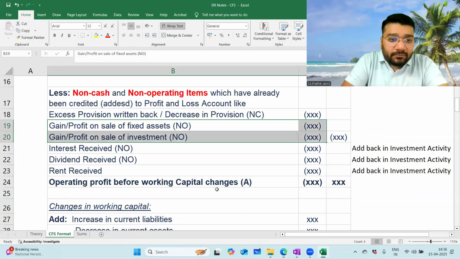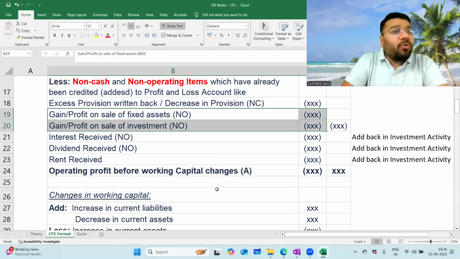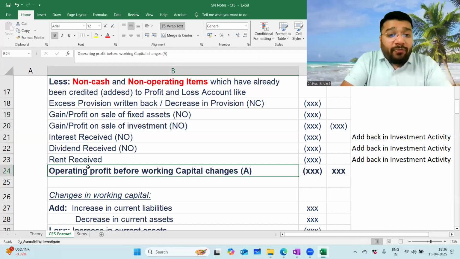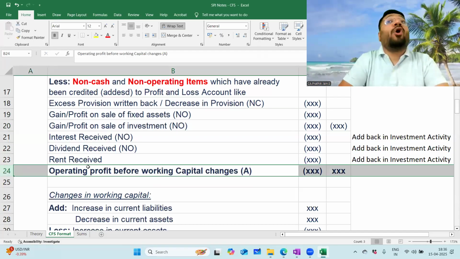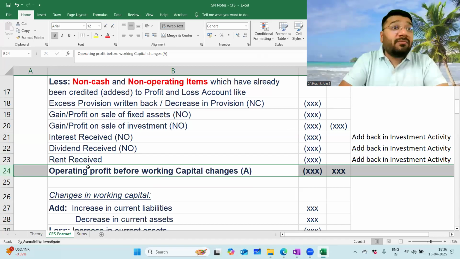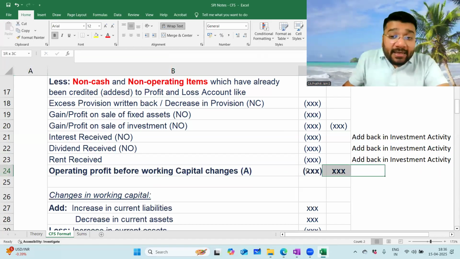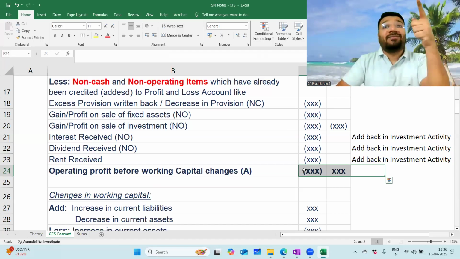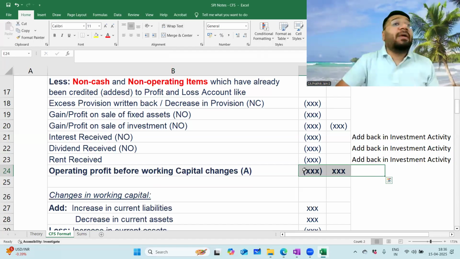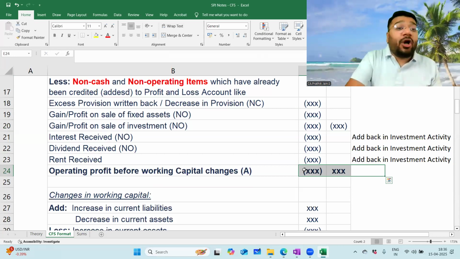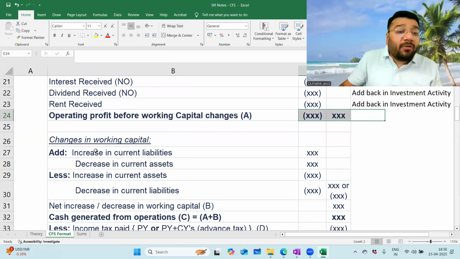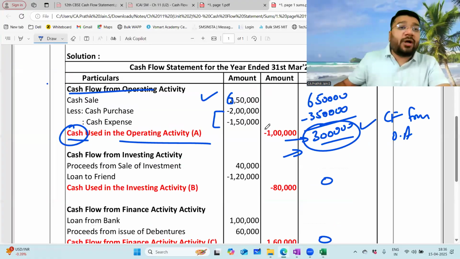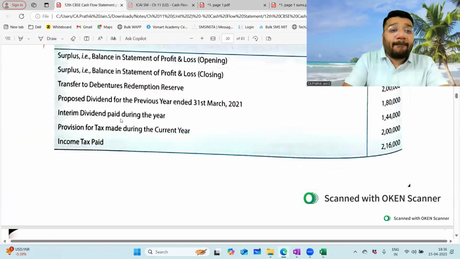Yes, sir. Now, when I do segment 2 adjustment for non-cash and non-operating items, the amount of profit that I get is called operating profit before working capital changes. Which means, is this profit the final cash profit? No, in this also adulteration is done. In this also a few more adjustments are yet to be done. That adjustment is done in your segment 3 with the help of current assets and current liabilities. But before going to segment 3, I want to work out a few questions based on segment 2.